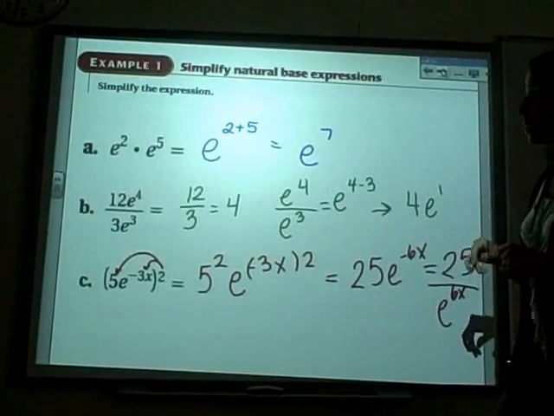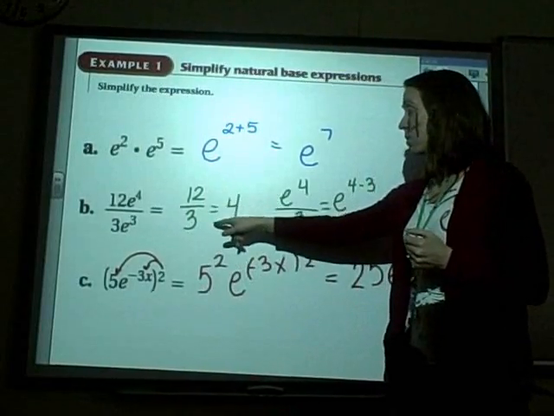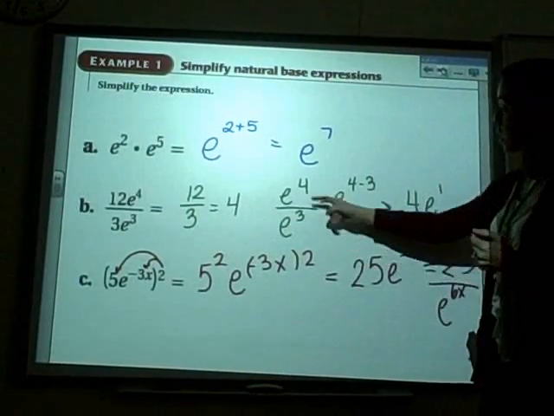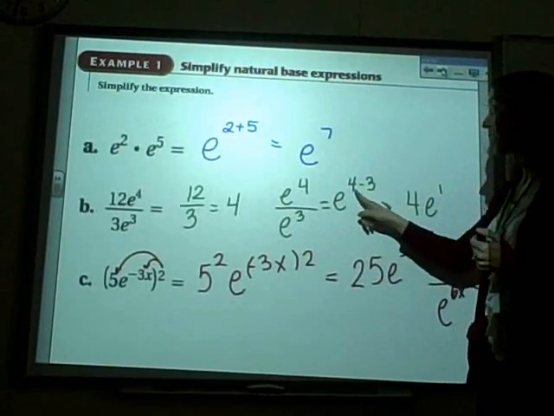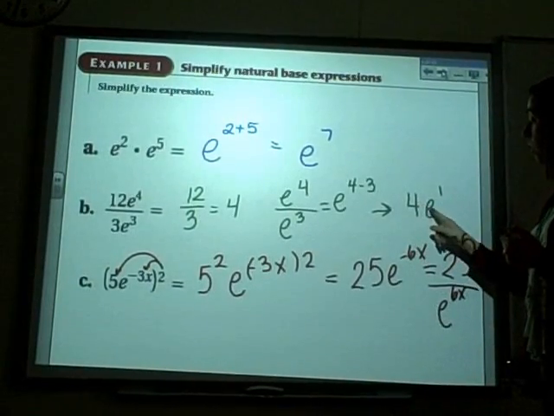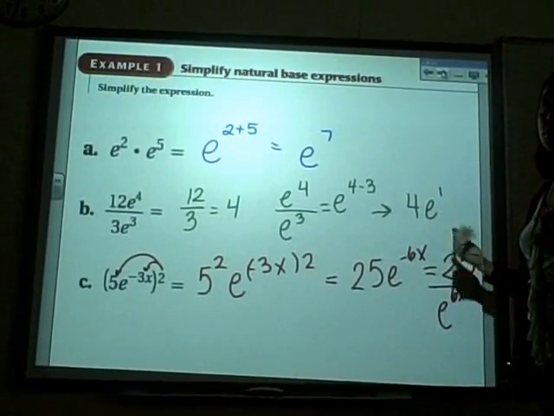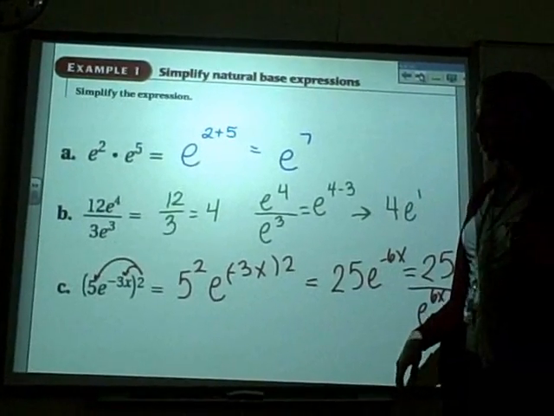Now for B, same deal. I'm going to divide the numbers. Those are like terms. 12 divided by 3 is 4. Then, same base, different exponent, and I'm dividing. So now I'm actually going to subtract those exponents. I end up with 4e to the first power, or just 4e. That's fine. Last one looks a lot more complicated.